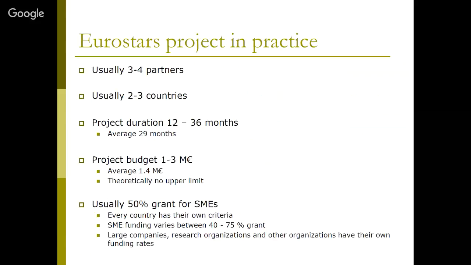The project budget is usually between 1 to 3 million euros, and on average it's 1.4 million. Theoretically, there's no upper or lower limit, but in practice, it's no use to make projects less than 1 million euros. There have been some projects up to 10 million euros, but those need to be very well justified about the costs. The funding is usually around 50% grant for SMEs, but in some countries, the grant can be up to 75%. You need to check this from the Eurostars website. Also, some countries fund large companies, research organizations, and other organizations, and they have their own funding rates and criteria, which can also be seen on the website.